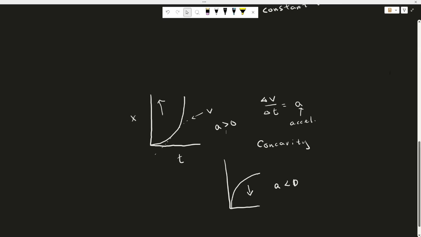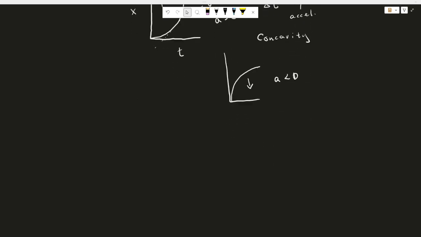Now, I can write an equation for my position based on acceleration. This would give me my first kinematic equation. I get x final equals x initial plus v naught t. This part stays the same from before. And now we add on our acceleration, 1/2 a t squared.